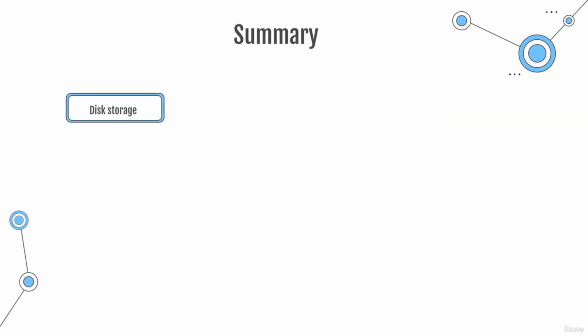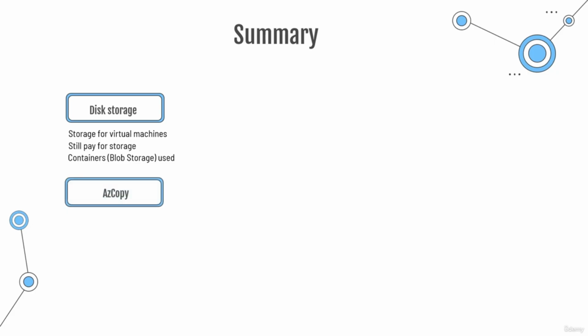Afterwards, we have also talked about disk storage, which is the storage that is used for virtual machines. We have learned that when we want to, for example, save costs, we can stop the virtual machines, so we don't need to pay for compute, but the storage will still be available and we still have to pay for this. And for this disk storage, we use containers, so it's Blob Storage, which makes sense because we want to store different types of data in an inexpensive way.